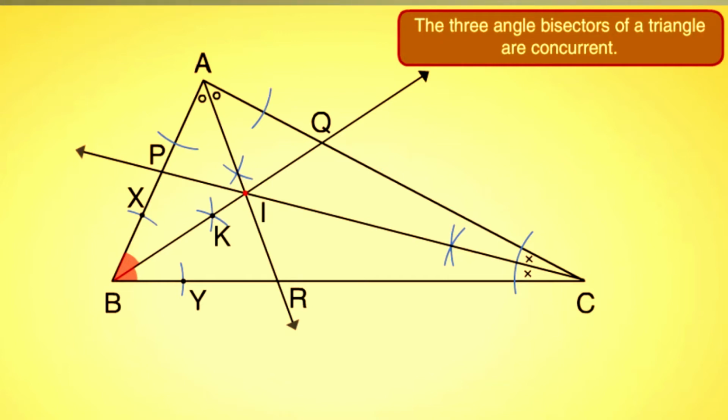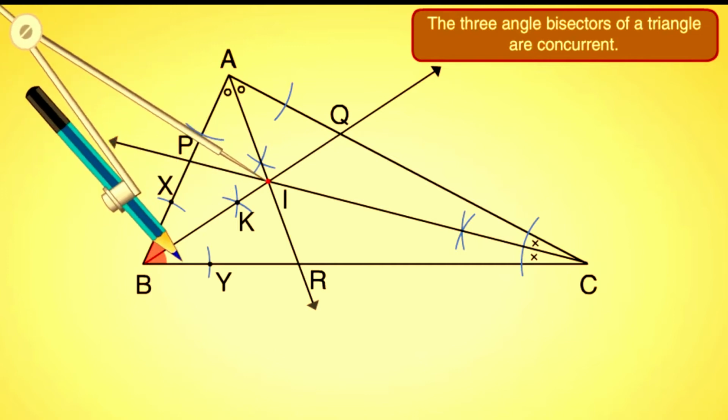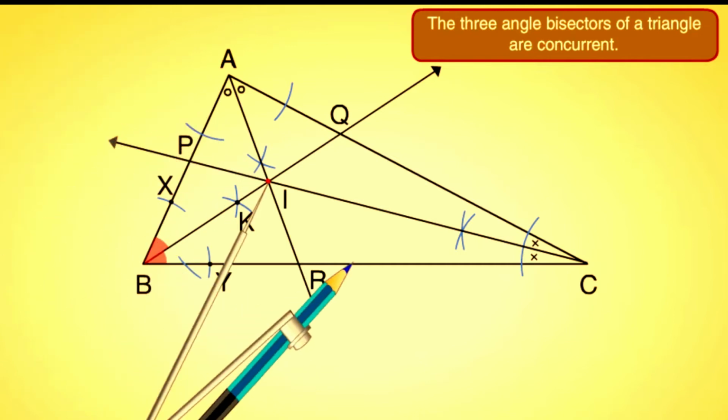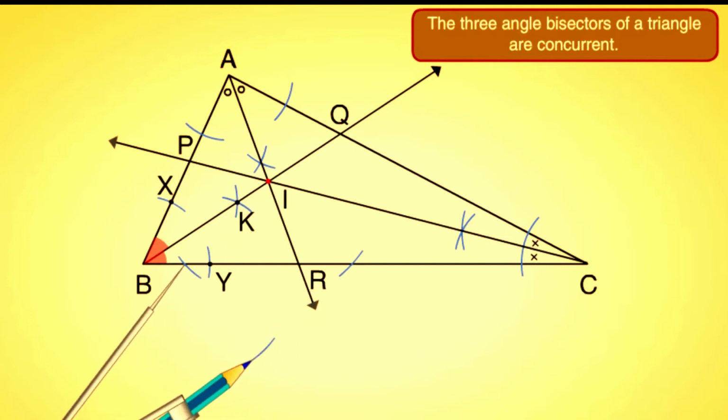Then we have to draw a perpendicular on side BC which starts from point I. We can draw it by using a compass or a set square also. Here I use the compass. Place the tip of the compass on point I, take a suitable radius and draw two arcs on side BC. Without changing the radius, place the tip of the compass on the first arc and draw another arc.